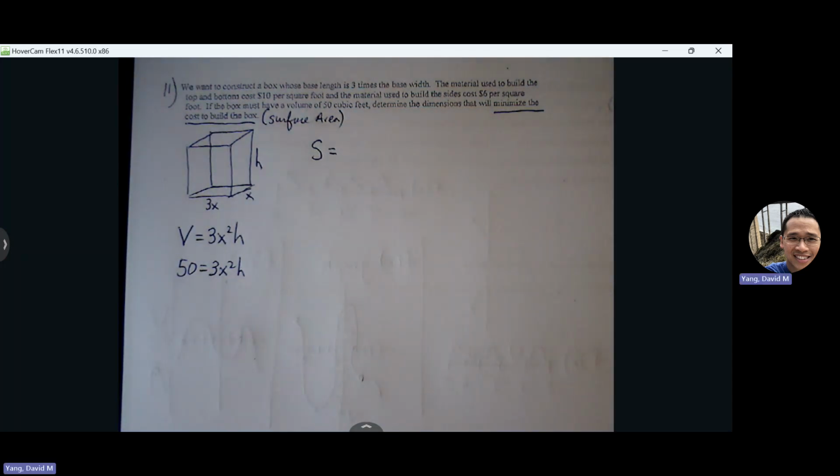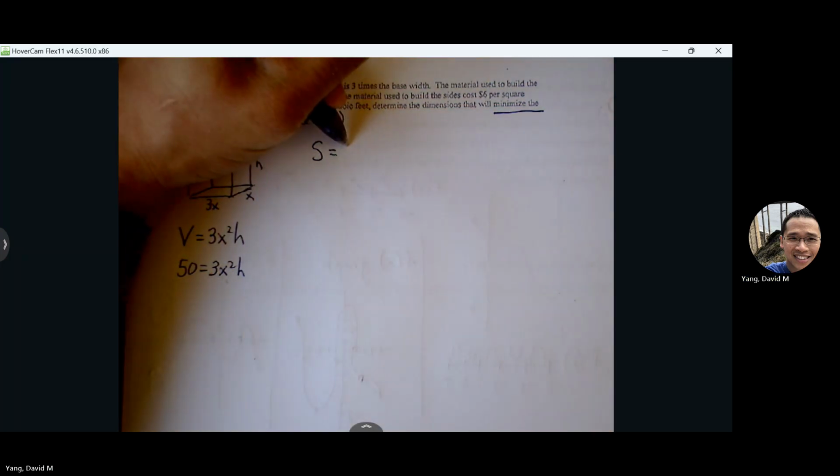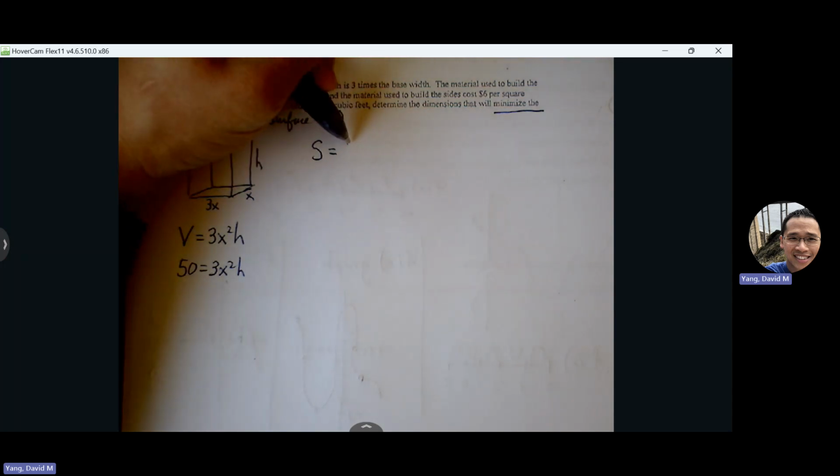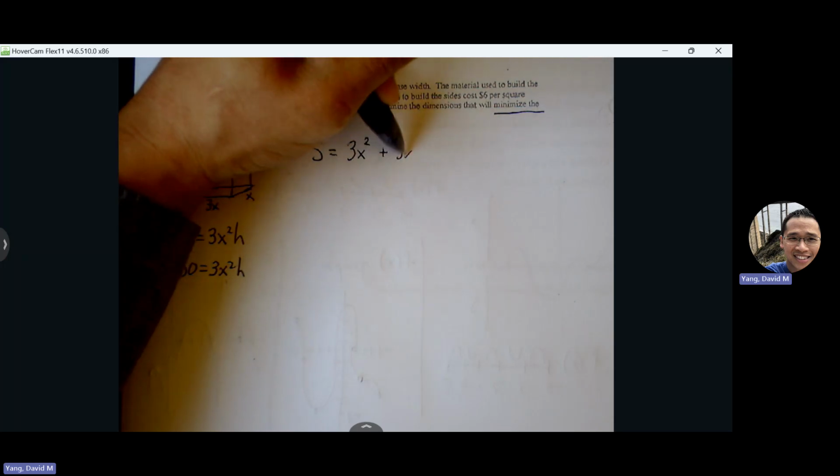So here, how many surfaces do we need to account for? 6. Yeah, so there's a closed box. The base and top are going to be the same, and then the sides will have their own unique cost. So you're just adding up the area of each of your rectangular surfaces. I have 3x squared below. I have 3x squared above.